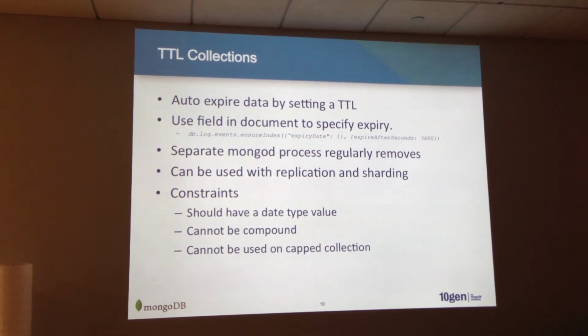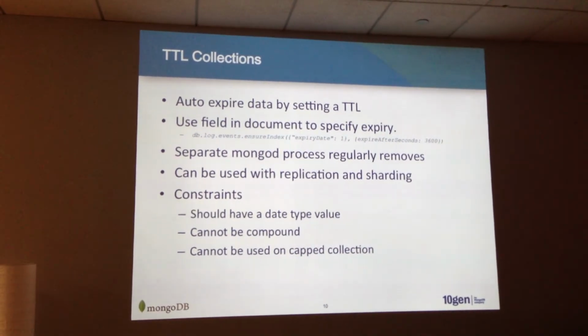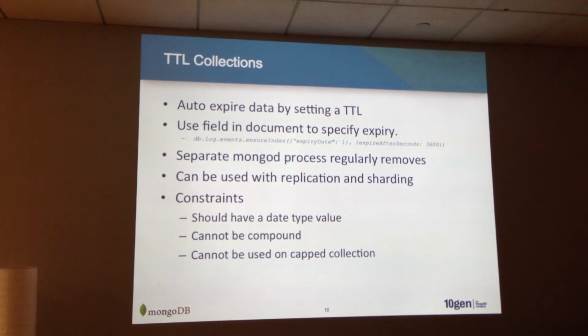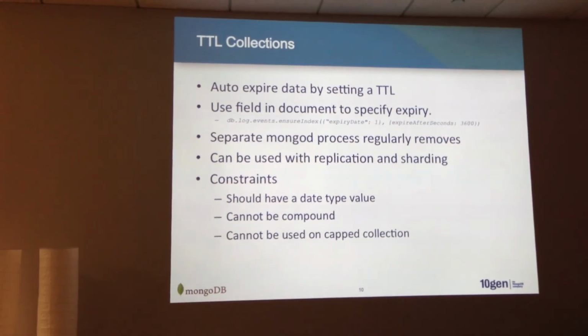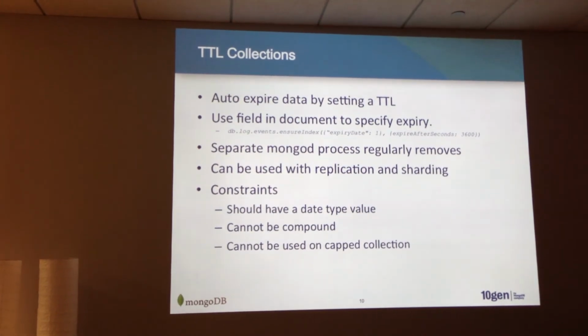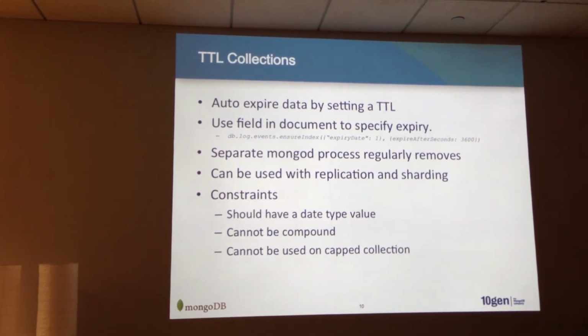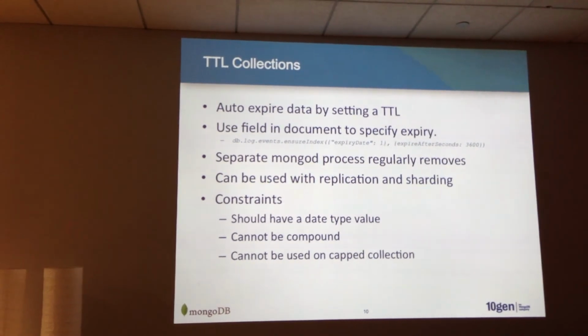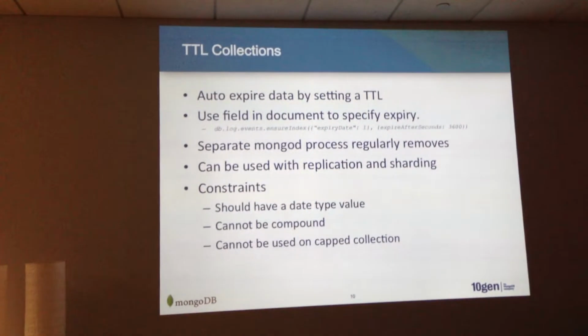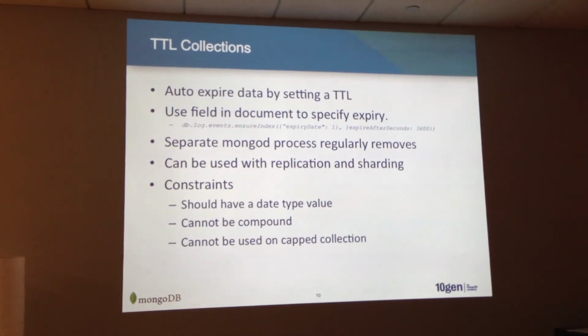So how often does that background thread run? I'm not sure. I would say like every minute or so. So that 3,600 is roughly, right? Roughly it will be deleted after 3,600 seconds. Yeah, so that would be 1 hour. I don't know if it runs every second or every minute. I'm not sure. But it's going to use the index no matter what.